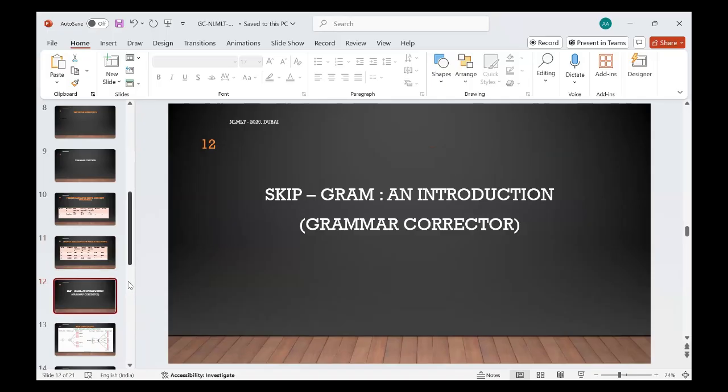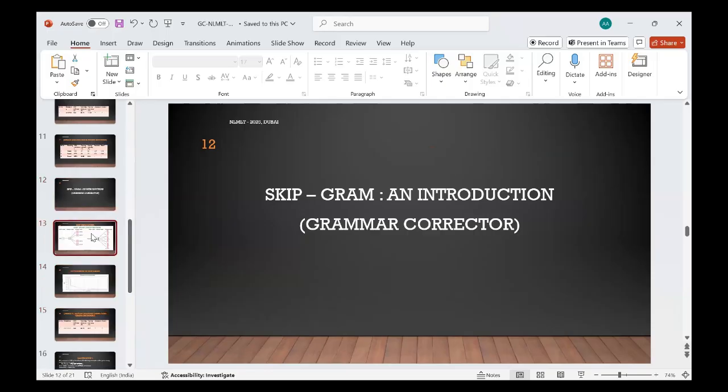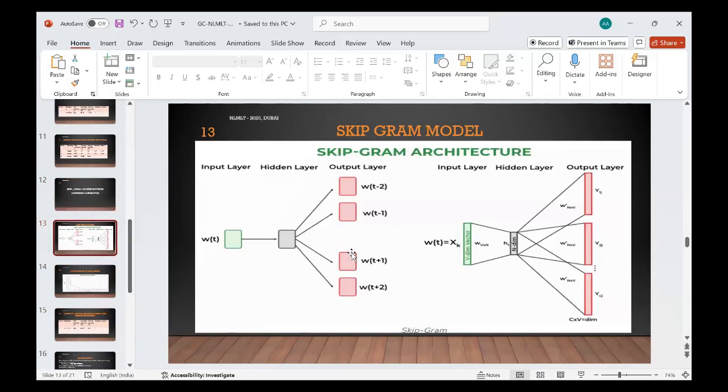The grammar corrector is basically based on the skip gram model. The skip gram model is a very famous encoding technique where a given word is paired with the other word vector depending upon their probability. How probable it is for a word to be there along with the current word xk. So that whole feature vector can be generated using the skip gram model.